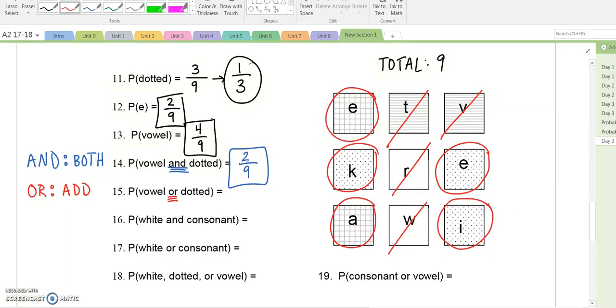So you can see you have more options when it's or, because you're adding things together, right? We're adding up all these options. All right, so in this one, we would say there are 5 out of the 9.